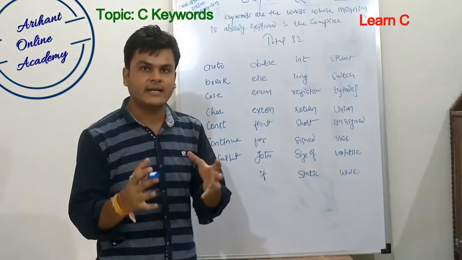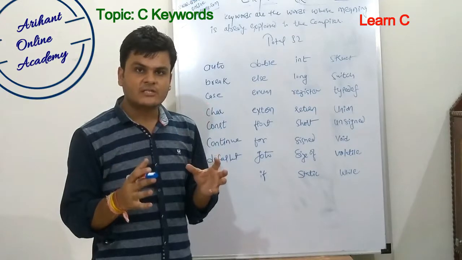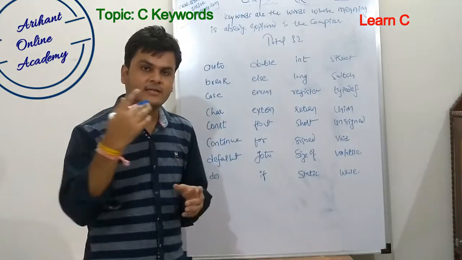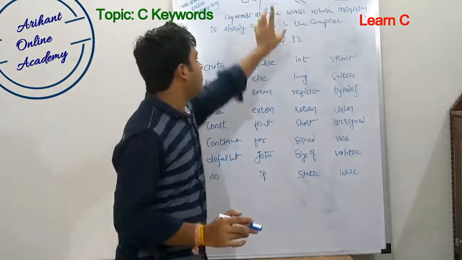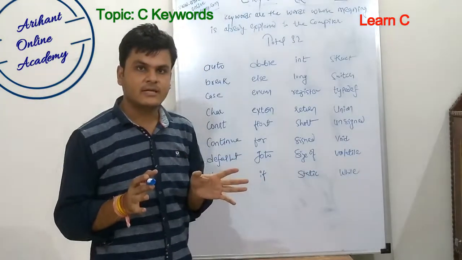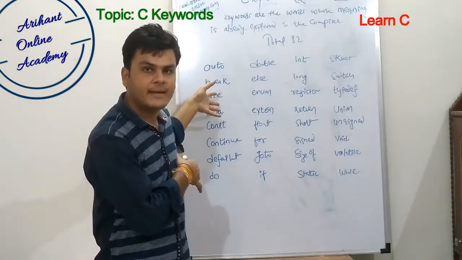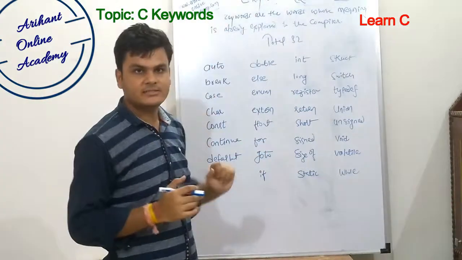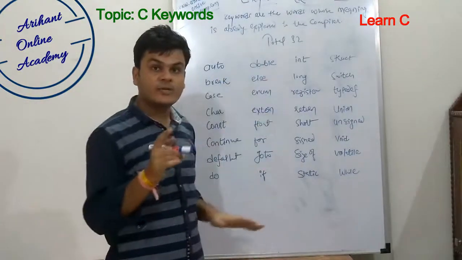But if we talk about technical language, then you can say that the words which have their meaning already defined in the compiler are called keywords. Keywords are also called reserved words, because their meaning is already explained to the compiler. That's why they are called reserved words. Now, there are a total of 32 keywords in C.